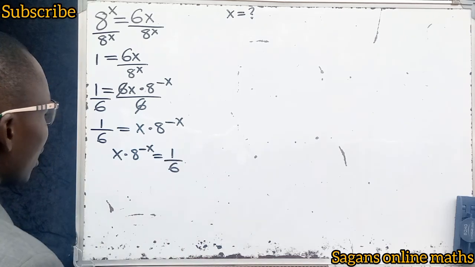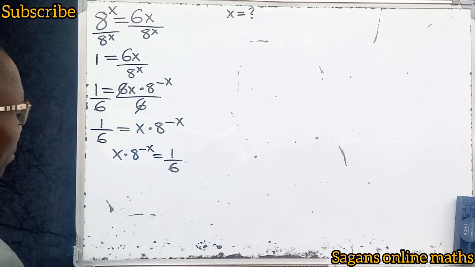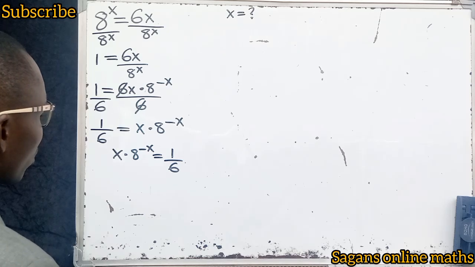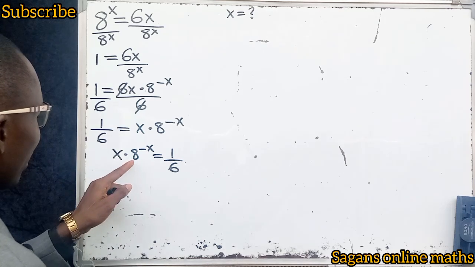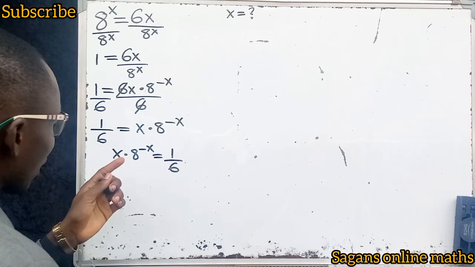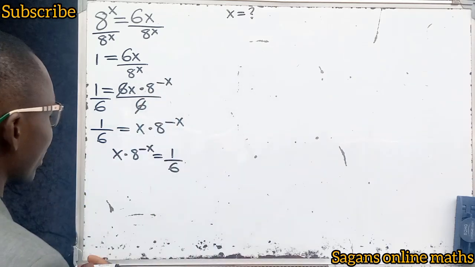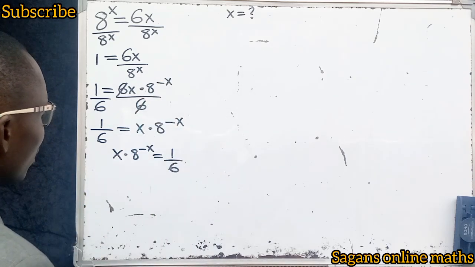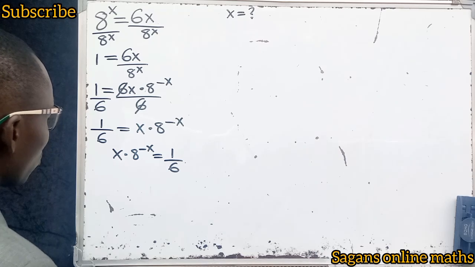Now there are amazing things we are going to do here. We have x multiplied by 8 to the power of minus x equals 1 over 6. Because we are asked to look for the value of x, can this problem be solved? Yes.